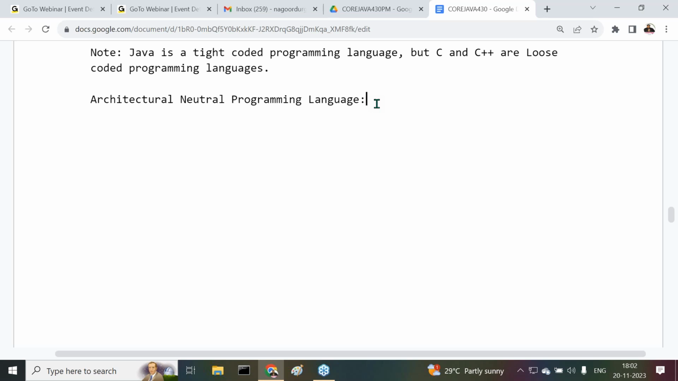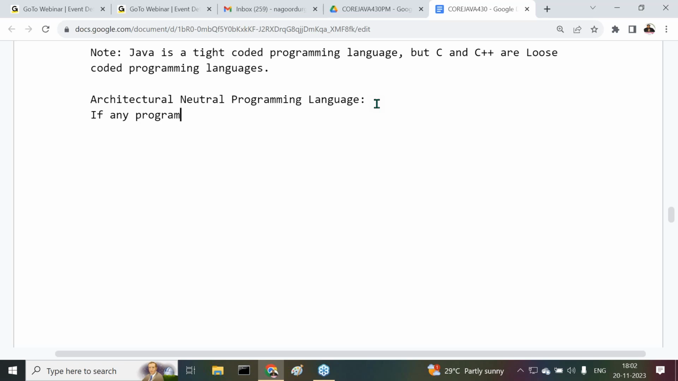Architectural neutral programming language. Later on we can call it platform independent, later on we can call it portable, later on we can call it a flexible programming language. For all these, the basic root is the architectural neutral programming language. I'm giving a technical definition for you. Now try to understand it clearly.